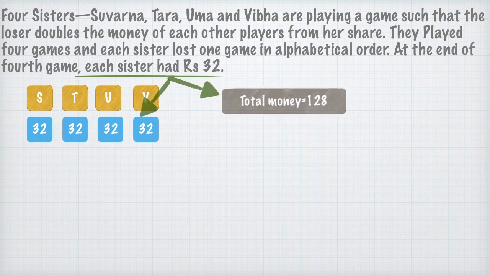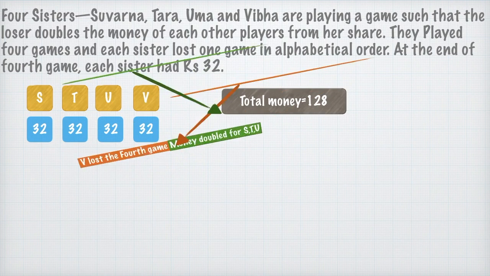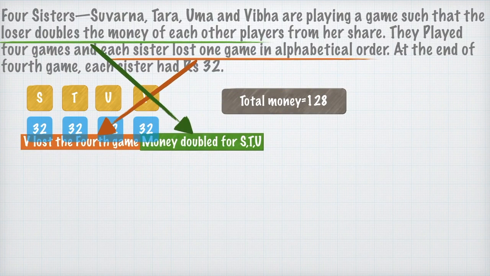What else is there? I see the loser doubles the money of each other player from her share. That means if I lose the game, I have to double the other player's money. So if the other player, let's say if I'm playing with you and you have 5 rupees, and if I lose the game, I have to double your money. So your 5 will become 10. So that is the game.